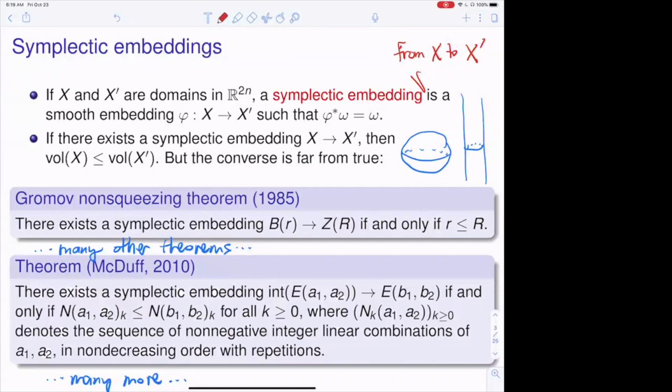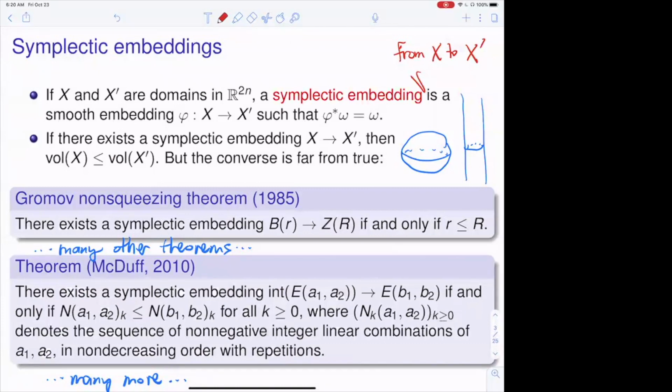The criterion: you have a sequence of numbers, N of A1, A2. This sequence of numbers is the set of all non-negative integer linear combinations of A1 and A2, and you write them in increasing order with repetitions. The symplectic embedding of ellipsoids exists if and only if this sequence for the first ellipsoid is less than or equal to the sequence for the second ellipsoid, term by term. So in theory, that's a combinatorial criterion for when the embedding exists. Although, if you're given specific numbers A1, A2, B1, B2 and you want to check this criterion, it says something about every k. So it's a little bit complicated to check, and this leads to some beautiful combinatorics.